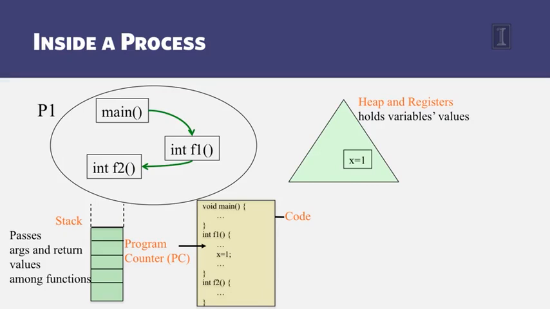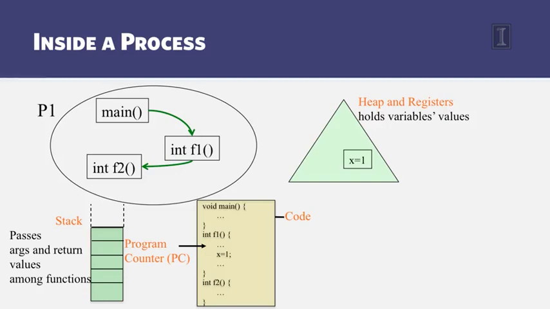When f2 is done, it can return the return values to f1 also by pushing the return values on top of the stack, so that when f1 resumes, it can pop the top of the stack to obtain the return values from f2. Similarly, f1 returns its return values to main by pushing on top of the stack.